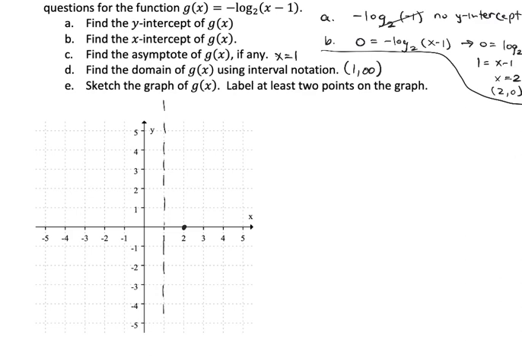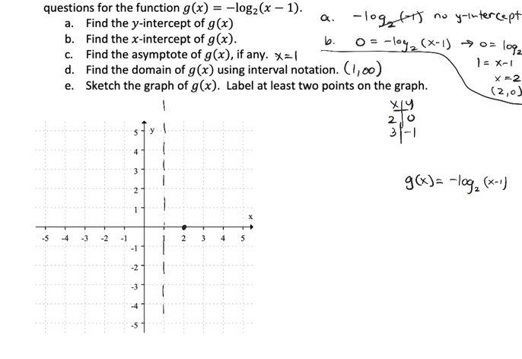Now we need to sketch the graph, label at least 2 points. So we already have 1 point, 2, 0. Now let me write the function here. Because this is log base 2, whatever is inside this parenthesis, not just for x, but the whole thing needs to be a power of 2. So like this could be 2, for example. If I plug in a 3 for x, I'm going to get 3 minus 1, which is 2. Log base 2 of 2 is 1. 1 times negative 1 is negative 1.